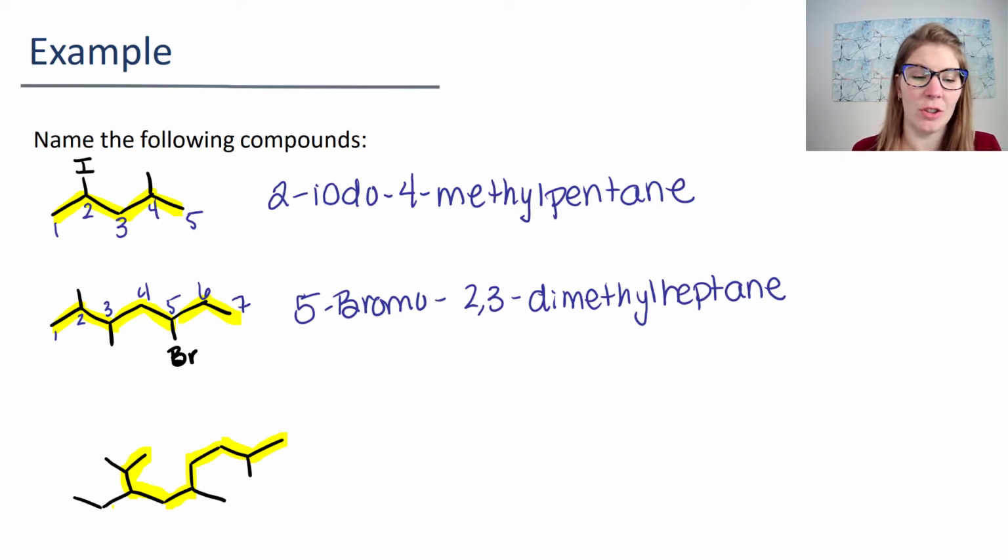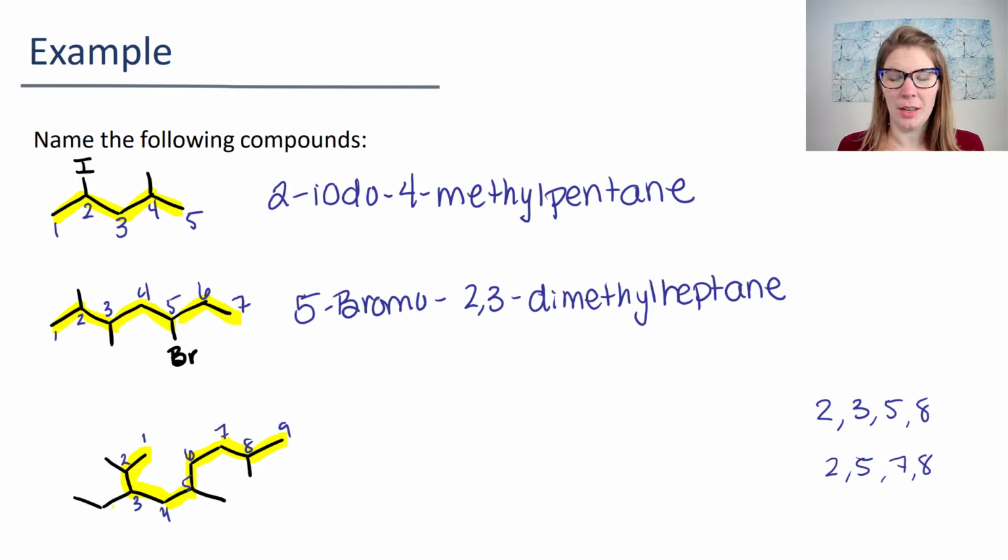And when we choose this direction, now we have to go back and figure out which way to start numbering. So let's take a moment to do that. I'm pretty sure it's going to be this way. 1, 2, 3, 4, 5, 6, 7, 8, and 9. So we're going to number this direction because choosing the other direction would give us a higher set of locants, which I wrote off on the side.